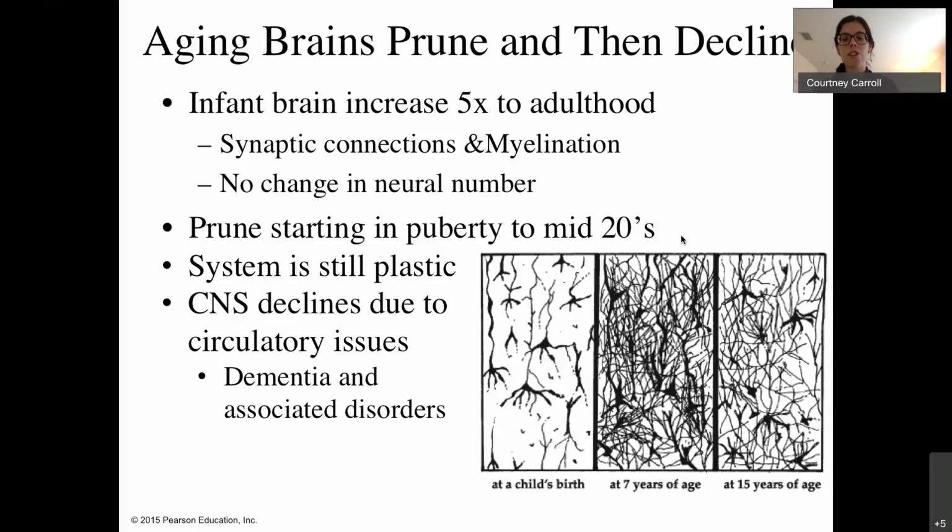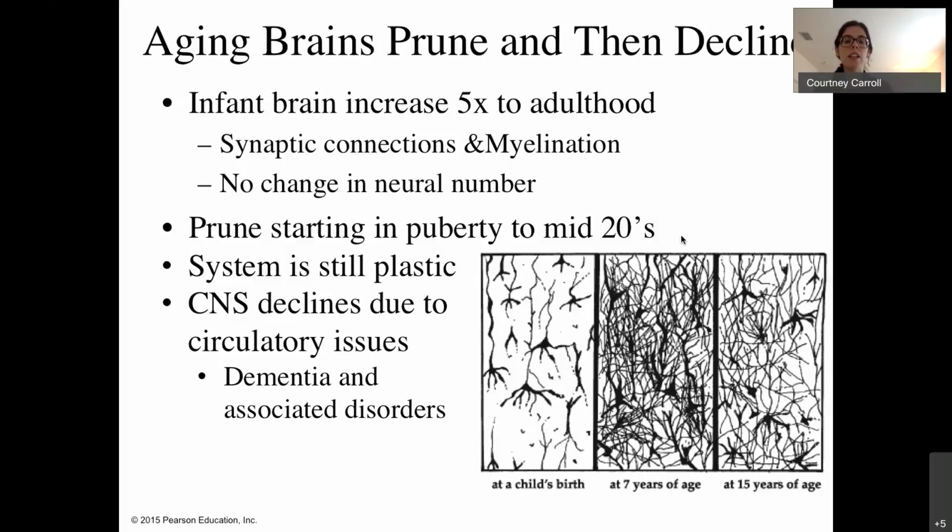So shown in the picture on the bottom here are what the neurons look like at birth. You can see that they're kind of spindly. At 7, they form a bunch of connections. And so every time you learn something, that learning is encoded in your brain by 2 neurons reaching out processes and forming a synapse with each other. So as we age, our synaptic connections are going to increase like crazy. We're also going to myelinate all of our neurons so that we can speed up that transmission.